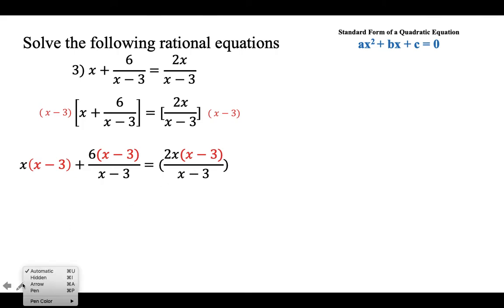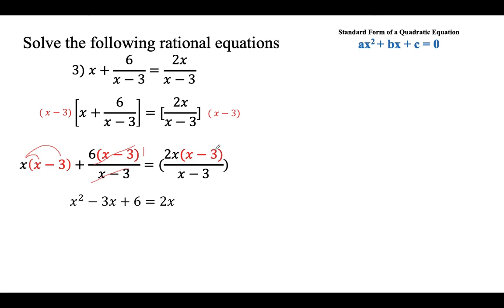Then the next step is to simplify them. So let's start from here. x times x, we got here x squared. Then x times negative 3, we got here negative 3x. Then this one, since they are common, we can eliminate them, and that is equal to 1. So 6 times 1 is 6, so write down positive 6. Write down equals, then since these are also common, eliminate them, and 2x is left.